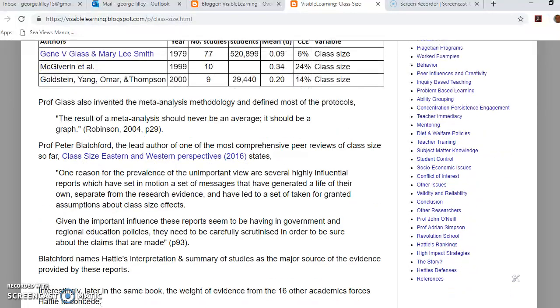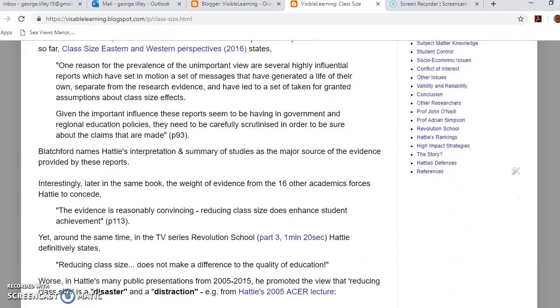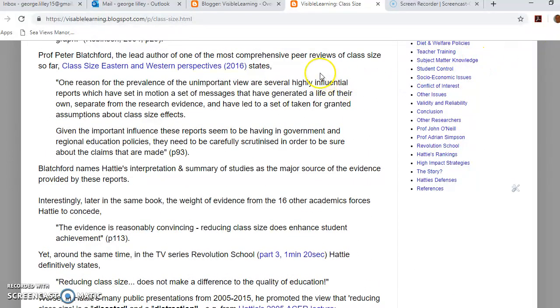In addition, Professor Peter Blatchford, who's probably the foremost class size researcher of the last 25 years, collaborated with 16 other academics in the largest study on class size so far, Class Size: Eastern and Western Perspectives. Blatchford talks about the prevalence of the unimportant view, which is Hattie's view that class size doesn't matter. And Blatchford calls for us to look at the evidence to see if these claims are true. And Blatchford names Hattie's summary of studies as one of the major influences on these overall studies that are reporting that class size is not important.